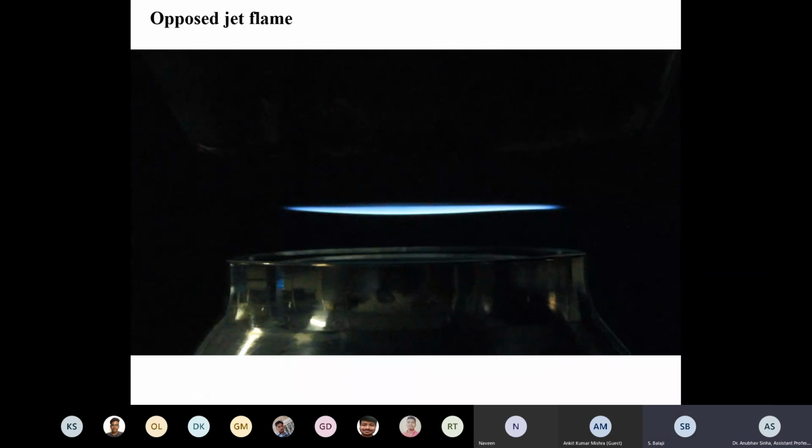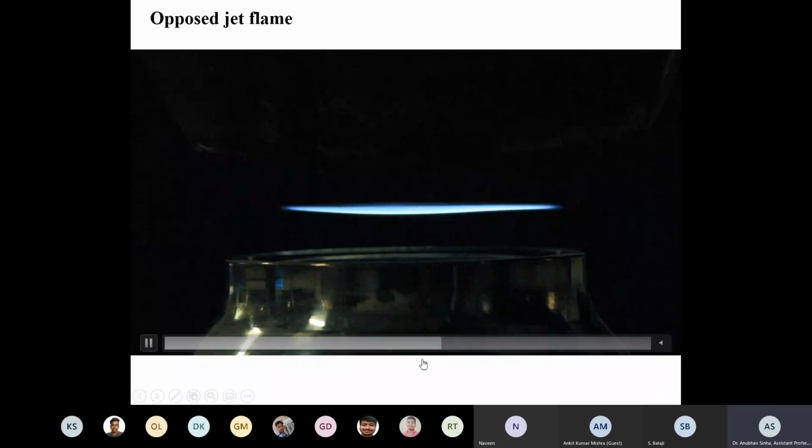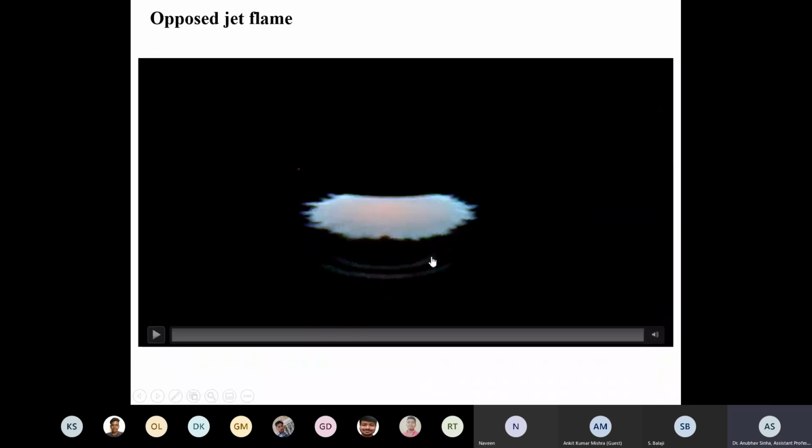Do you all agree, sir? Okay, let us look at it from some other angle. Then it will be more clear whether it is flat or not. So can you see this?